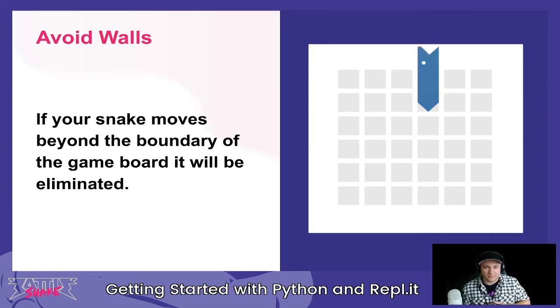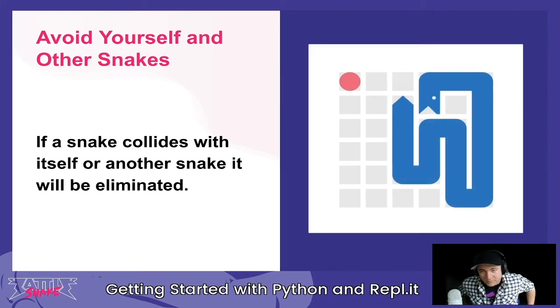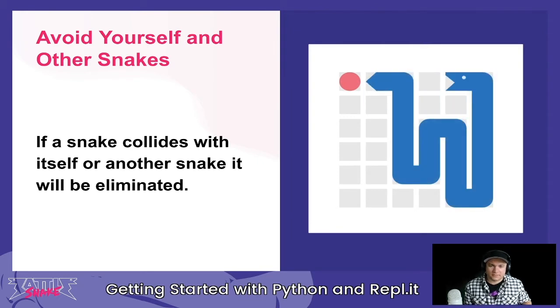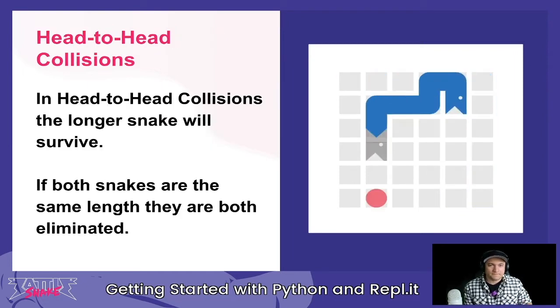One of the other core rules of Battlesnake is to avoid running outside the walls. The game is played on a grid. If you move outside of that grid, you are eliminated. It's pretty straightforward. You also want to avoid colliding with yourself. So if your Battlesnake runs into your body or your tail or any other segment of yourself, it will be eliminated. This also applies to other snakes on the game board. So not only are you trying to avoid yourself, you're also trying to avoid the other snakes that are playing the game in real time as well.